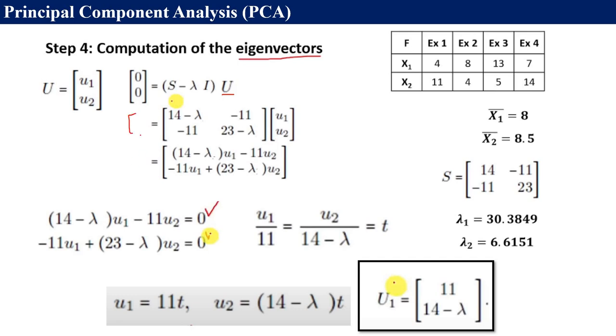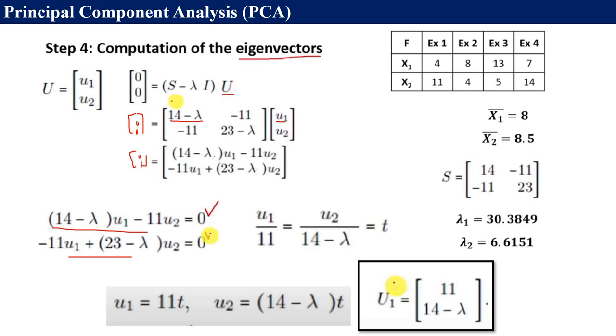Okay, so same matrix here, 0, 0. So here cross multiplication: (14 minus lambda) U1 minus 11 U2, then minus 11 U1 plus (13 minus lambda) U2. So we got the first equation and the second equation.